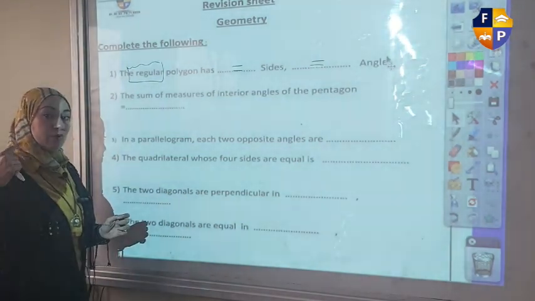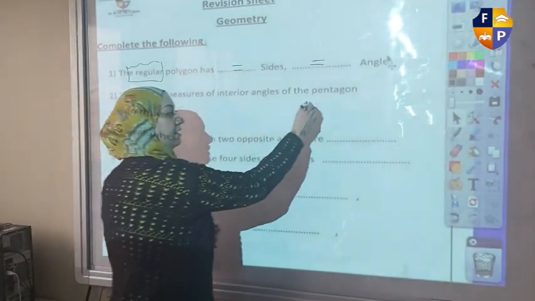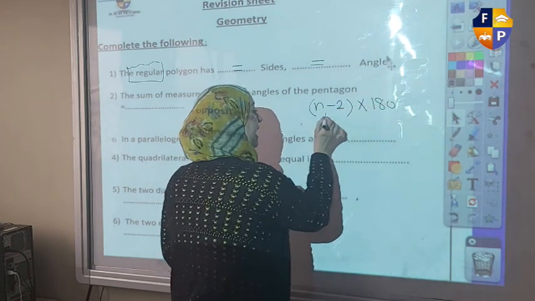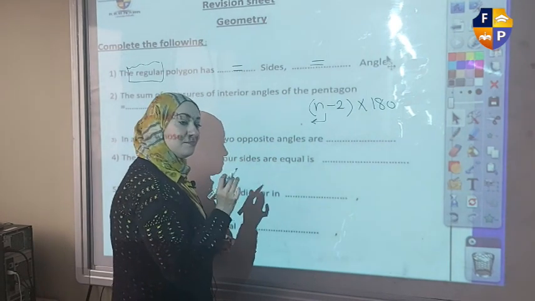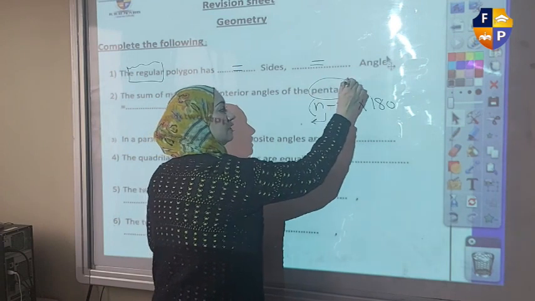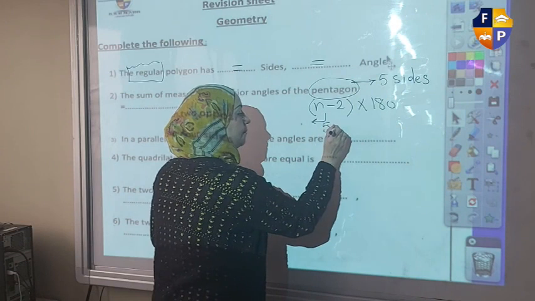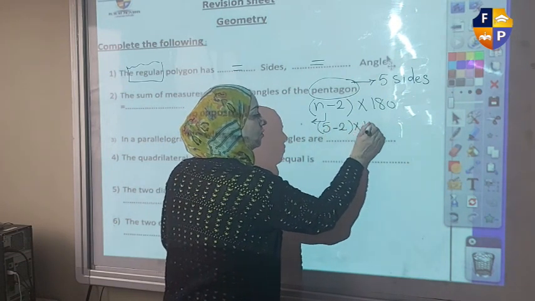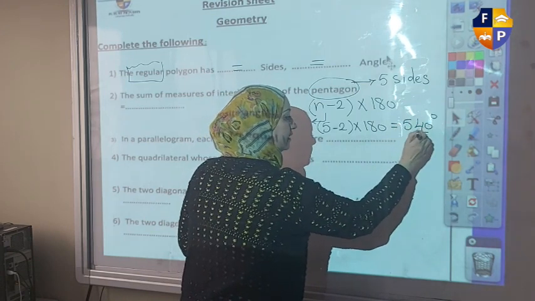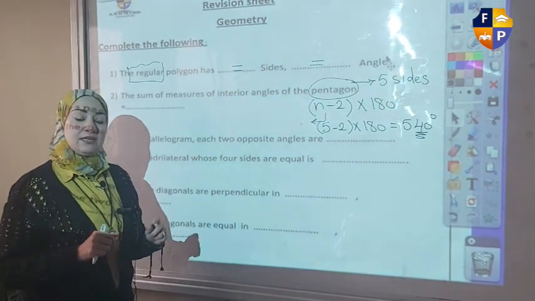Do you remember our rule that we use to get the measures of any polygon? (N minus 2) multiply 180, and N refers to the number of sides. Here the pentagon has 5 sides, so (5 minus 2) multiply 180 equals 540 degrees.